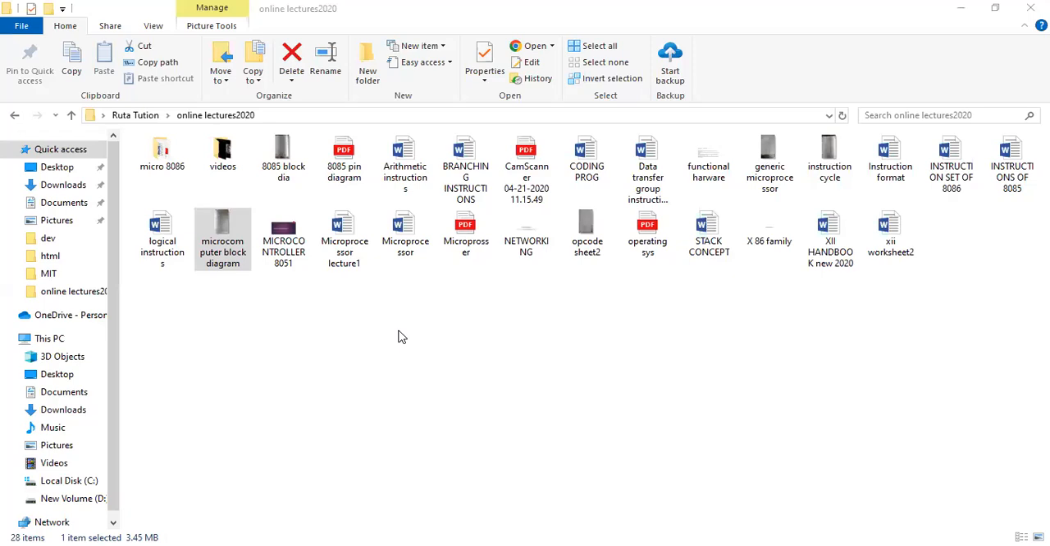Then comes your 8085 block diagram. In the block diagram, you have to remember the blocks of 8085. So what are the blocks which you have to remember? The first one is the registers block. Second one is ALU. Third one is the interrupt block. Fourth one is the serial input output block. And fifth one is your timing and control section.